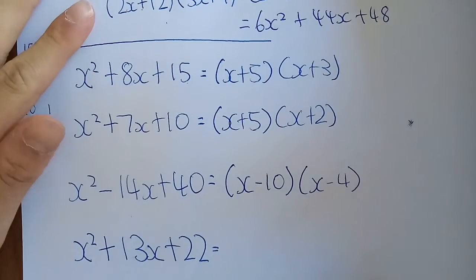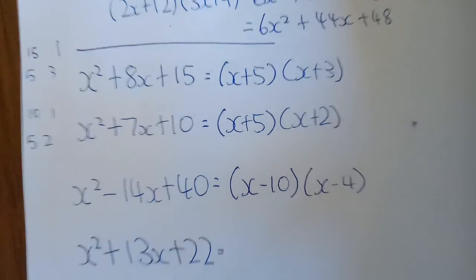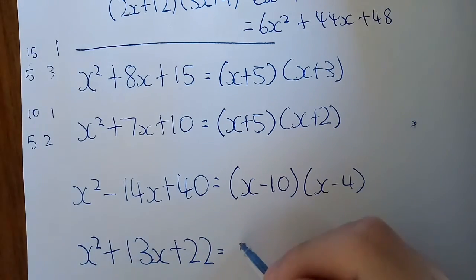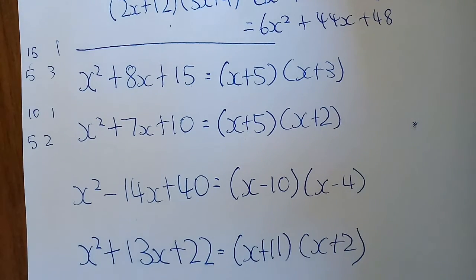So moving on to the very last question of factorizing, we have x squared plus 13x plus 22. So what multiplies to 22 and also adds to 13? What comes straight to my head is 11 and 2. So once again, it will be x plus 11, x plus 2. And once again, if you expand this, you will find that the expanded form will equal this.